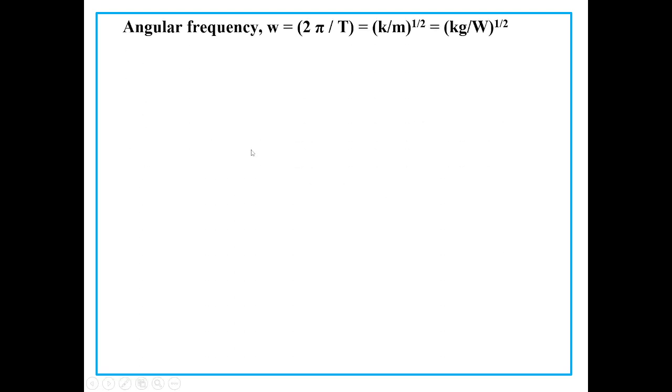Now we know that angular frequency or circular frequency omega is given as 2 pi by time period, which is again equal to square root of K by M, where K is the stiffness and M is the mass. We know that weight W is mg and therefore it becomes square root of kg by W. Now again, since W is mg and the mass at the top is given as 455 kg, so let us convert it in weight. So it becomes 455 into 9.81, that is 4463.55 Newton.